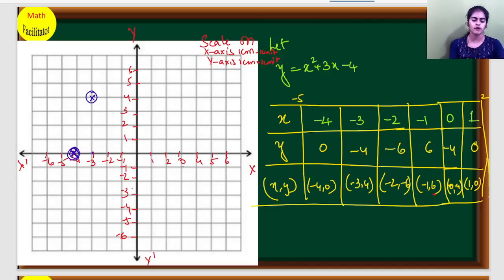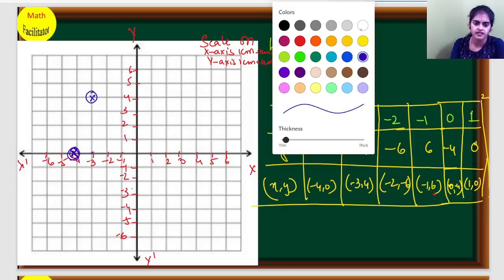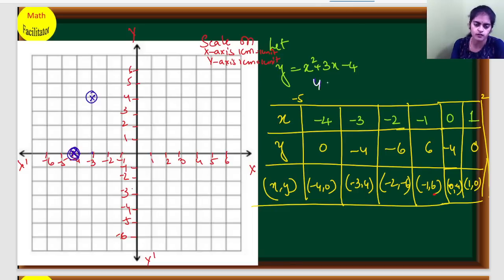And minus 2 comma minus 6. Minus 2 here and minus 6. One second, this is going down. Substitute x equal to minus 2 here and see. Substitute and check the value. Minus 2 whole square is 4. This is minus 2 plus 3 is minus 6 minus 4. So you are getting minus 6 here. But this point is going down. Just give me a second.